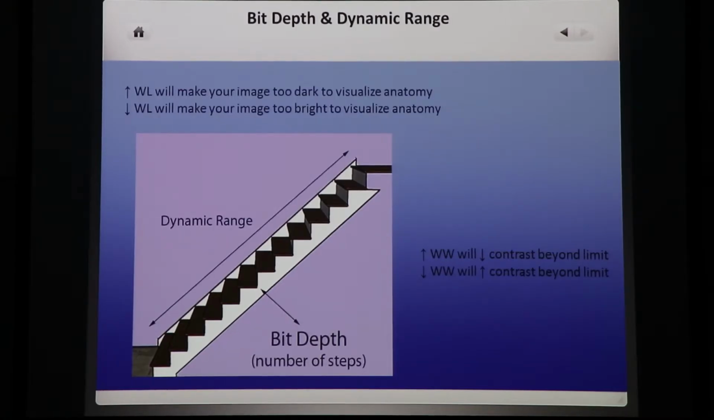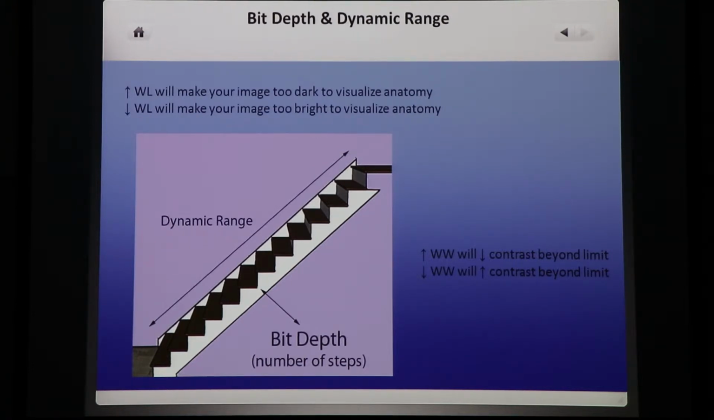Okay, so continuing a little bit about data clipping, we were talking about how that relates to bit depth and dynamic range. If you manipulate the image outside of the bit depth or beyond the dynamic range, data clipping occurs. Again, if you increase the window level, you can make your image too dark to visualize the anatomy, or if you increase the window width, it will decrease the contrast beyond the limit. So basically the rule here is don't mess with the image too much once it's up.